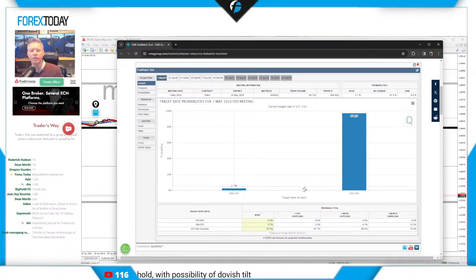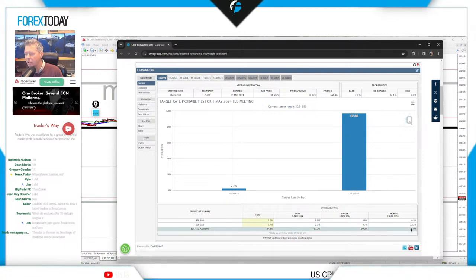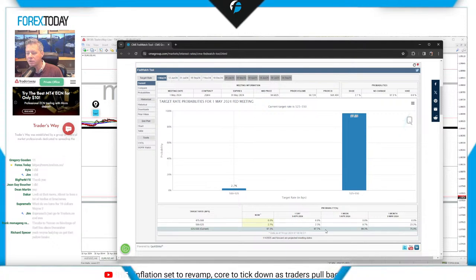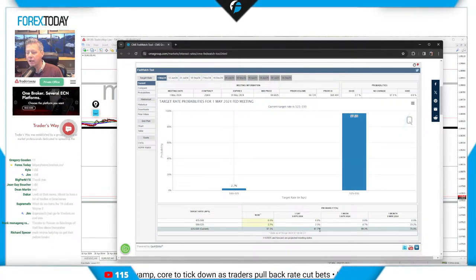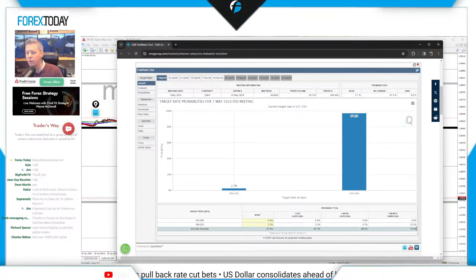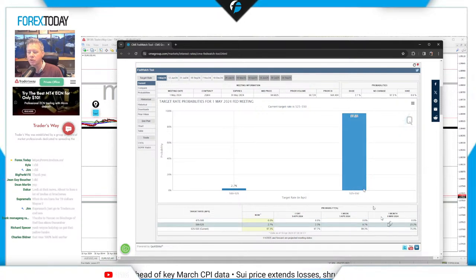In 21 days, will the Fed cut? No. Right now it's at 97.3. A month ago, it was 76. A week ago it was 99.3, and yesterday it was 97.7. Now it's 97.3. So there was a 25% chance a month ago the Fed would cut in May. No chance now. So you can see the change.